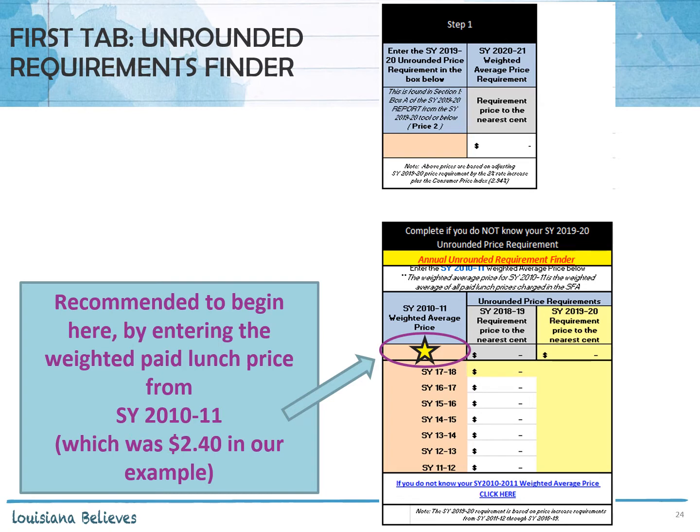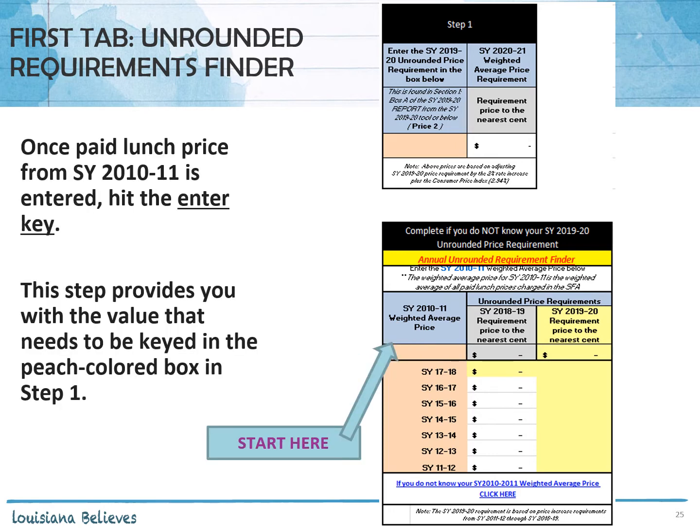We recommend you begin here where you see the star. You will enter the weighted paid lunch price from school year 2010-2011, which in our example was $2.40. Once the paid lunch price from school year 2010-2011 is entered, hit the Enter key. Remember that when there is only one single price established for all paid lunches in a district, such as $2.40 for grades K through 12 as in our example, the paid lunch price is equal to the weighted average price. This step provides you with the value that needs to be keyed into the peach-colored box above in Step 1.